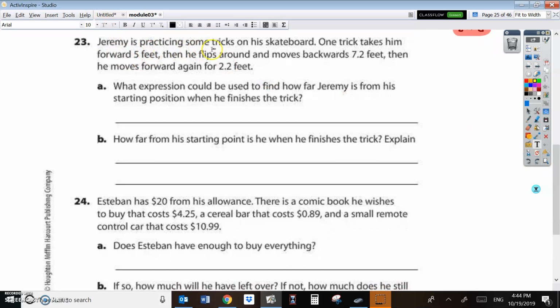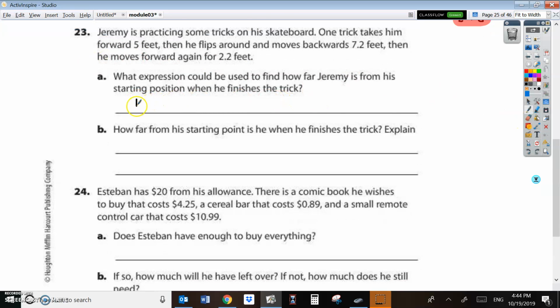Jeremy is practicing some tricks on his skateboard. One trick takes him forward 5 feet, so that's positive. Then he flips around and moves backwards 7.2 feet, minus 7.2. Then he moves forward again for 2.2.